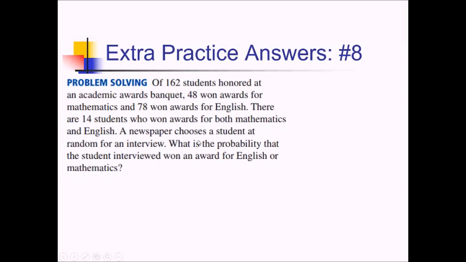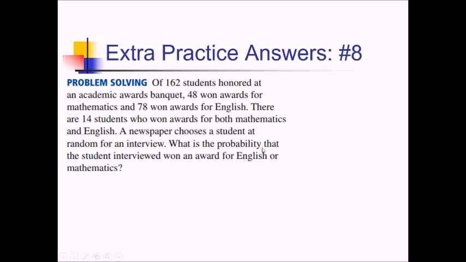For this wordy problem, we have 162 students at an awards banquet, 48 getting awards for math, 78 for English, and 14 for both. We have a newspaper just randomly interviewing people. We want the probability they interview someone who won an award for English or mathematics.